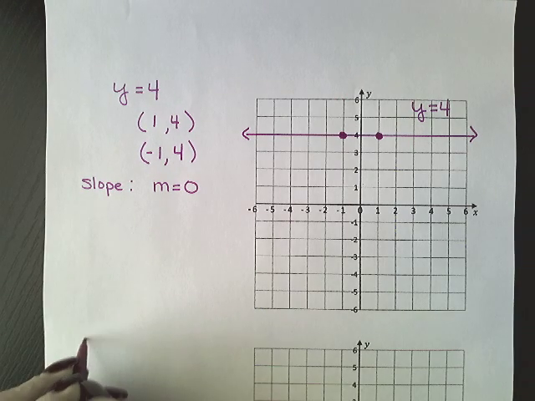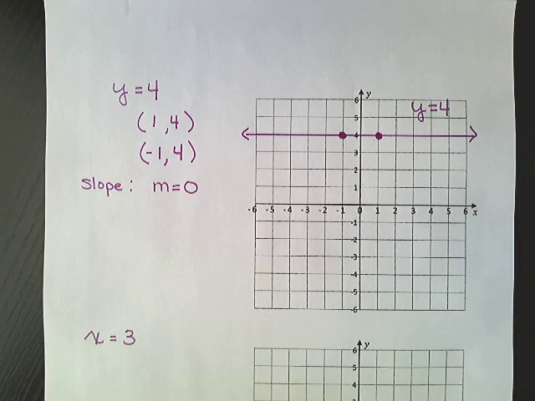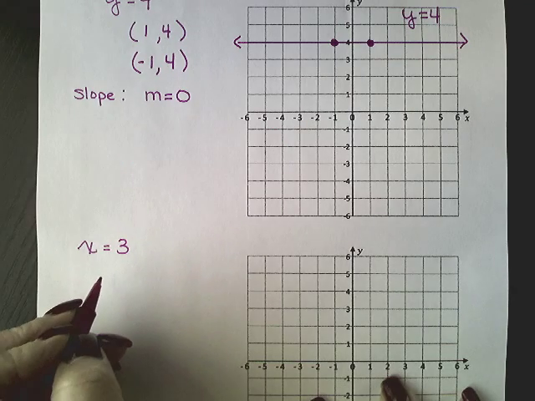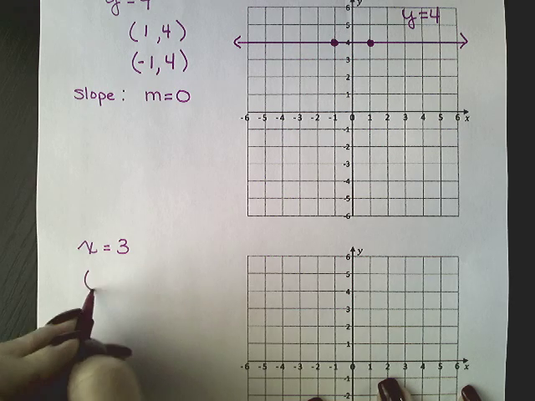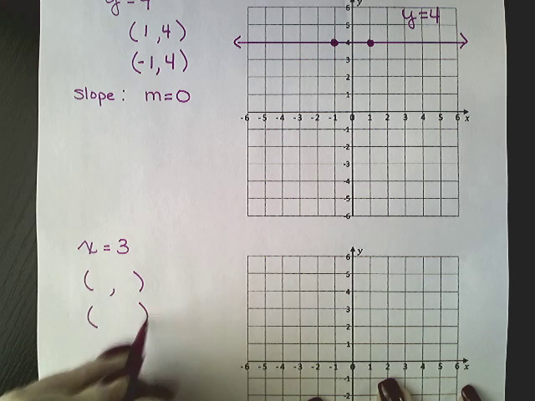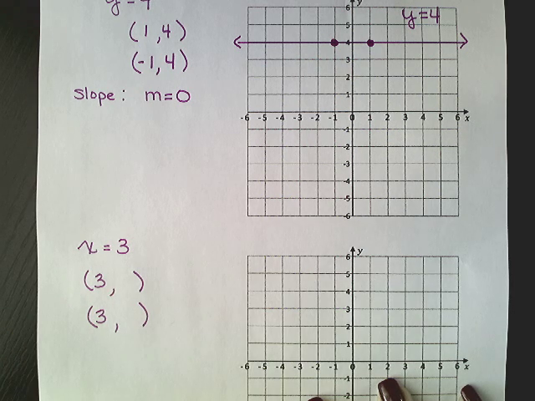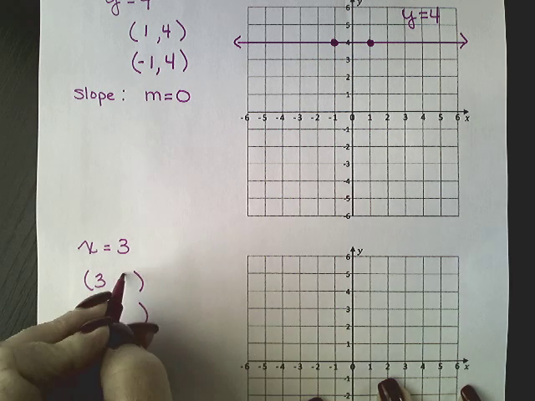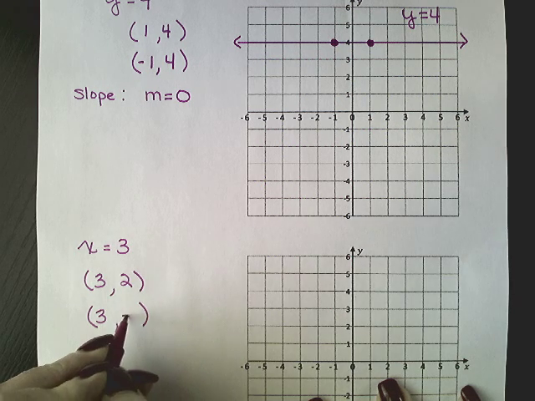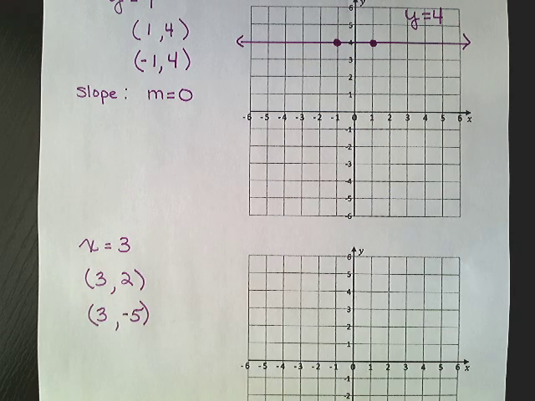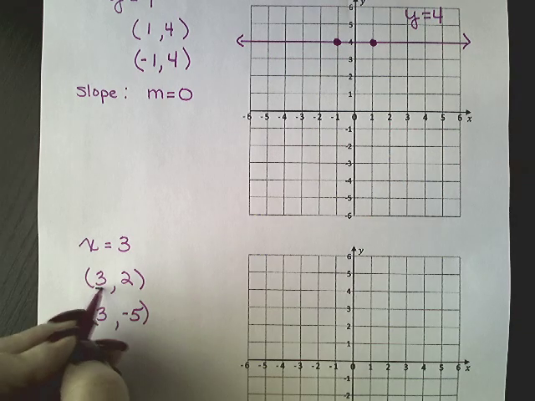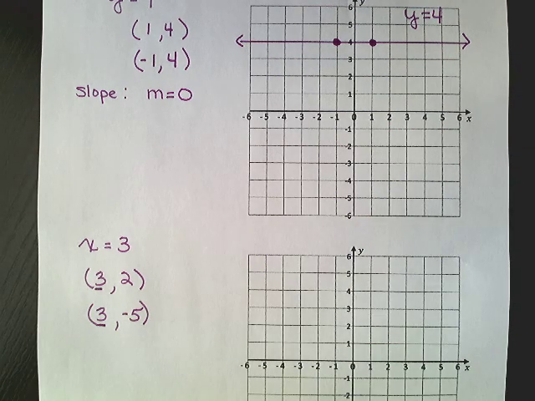Okay, the last one, x equals 3. Well, we don't know the slope, we don't know the y-intercept, but I do know that my x-coordinate has to be 3. So because my x-coordinate must be 3, I'm going to find 2 points where x is 3. I'm going to use 2, and I think I'll use -5. It doesn't matter what you put in for y, as long as your x is equal to 3.